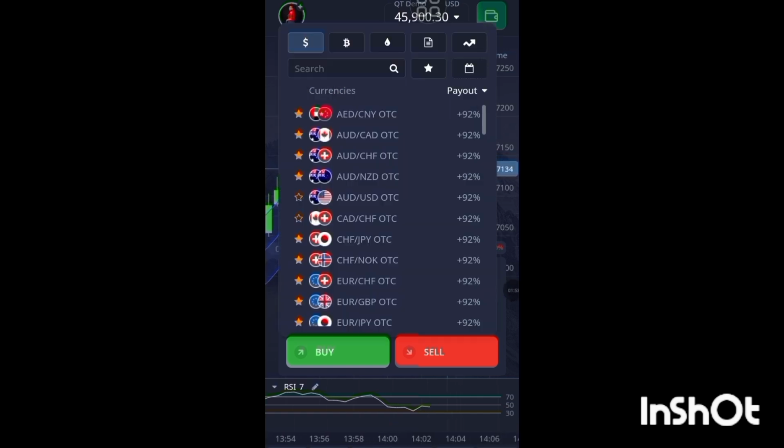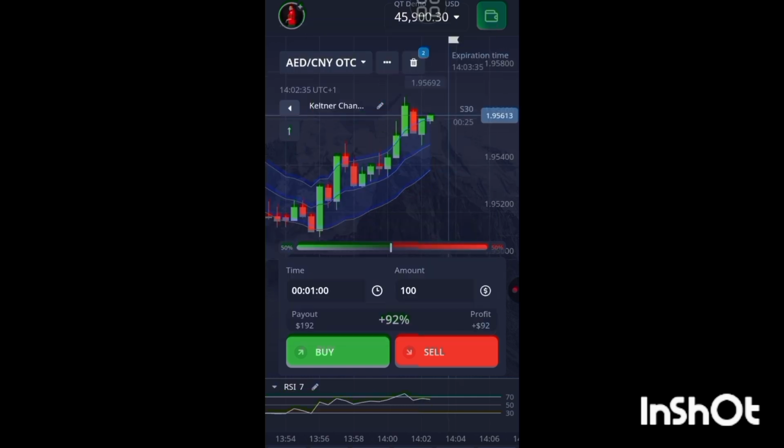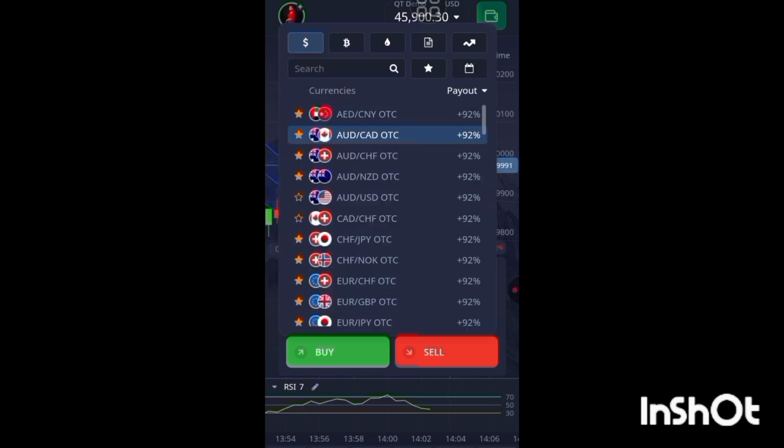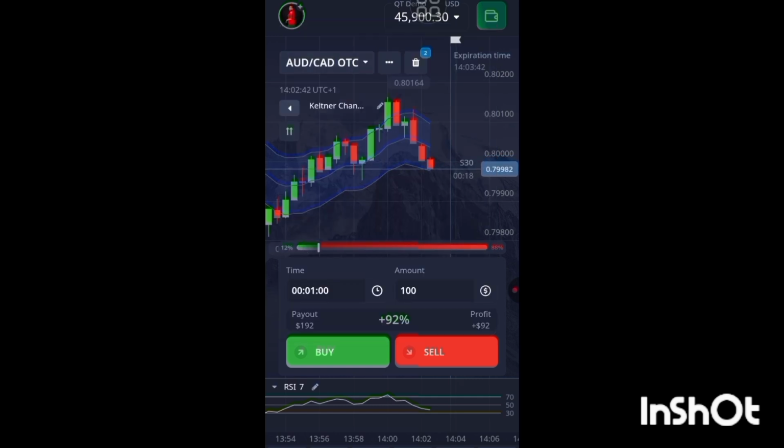This thing here is called currency pairs. Make sure you choose currency pairs that have a high payout. See this one, the first one is plus 92%, plus 90. Those are the ones with high payout. Anything below 90, do not trade with it.